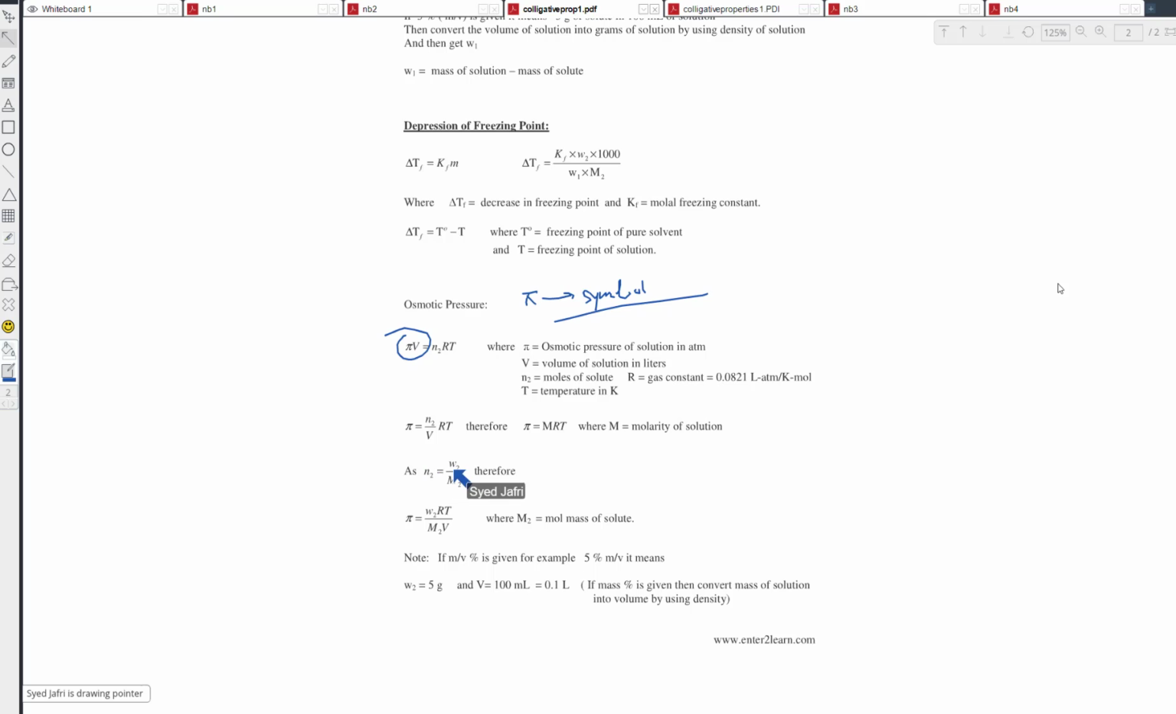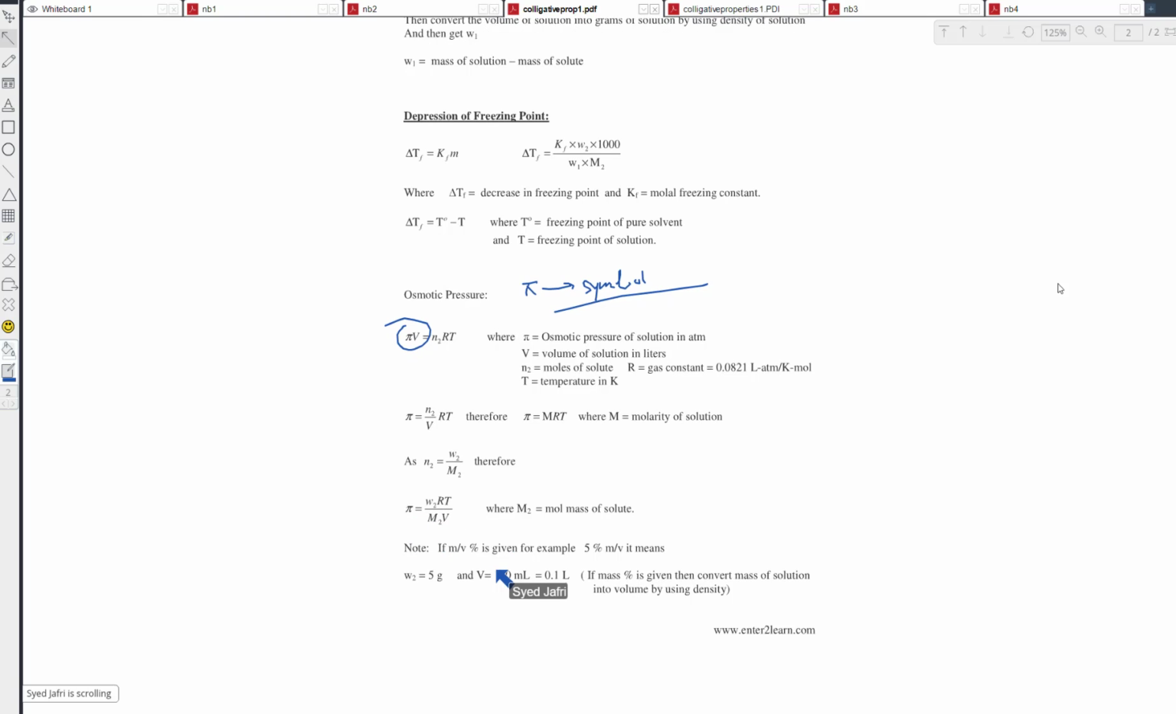Now, further I write n2 as W2 over M2, because the number of moles of solute is the mass of solute in grams divided by molar mass. That's why I use M2 here, not M. M is molarity, but M2 is the molar mass of solute. So replacing n2, I can write W2 over M2 times RT over V, and this is equal to pi, which is osmotic pressure. So this is the formula.